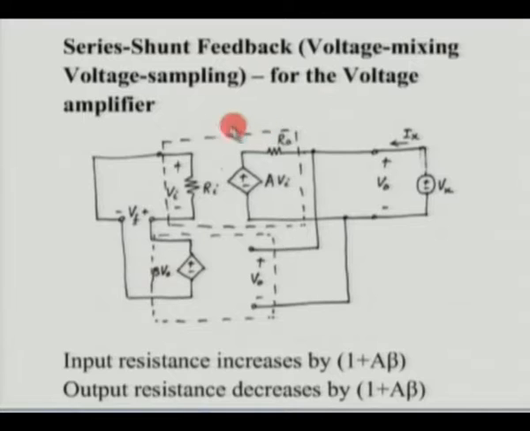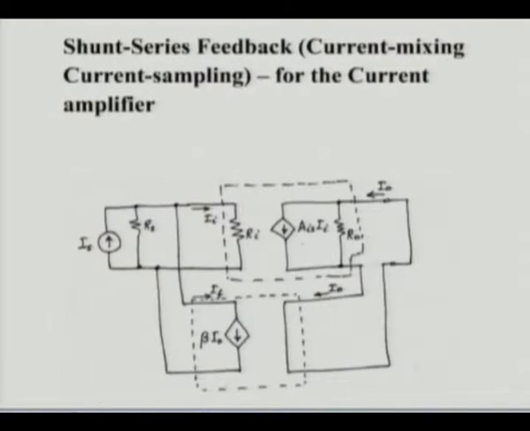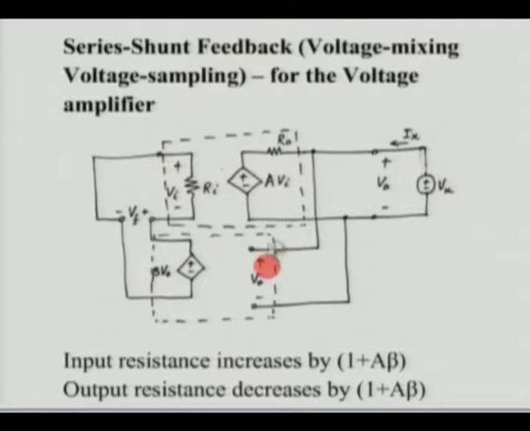Now, so we see that in a voltage amplifier, the input resistance increases by 1 plus A beta, and the output resistance decreases by 1 plus A beta. Now, another way of arguing is, we can say that whenever we have a series connection at the input, resistance goes up by 1 plus A beta.